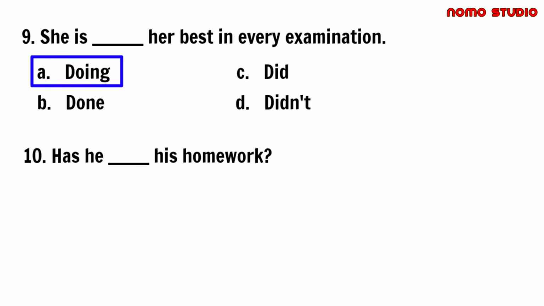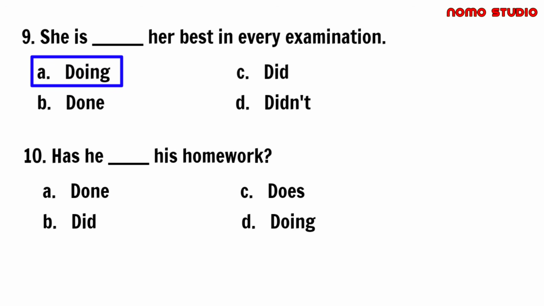Last number, we have question number 10. Has he blank his homework? A. Done, B. Did, C. Does, or letter D. Doing. The correct answer is letter A. Done. In this given example, we are referring to a completed action in the present perfect tense.